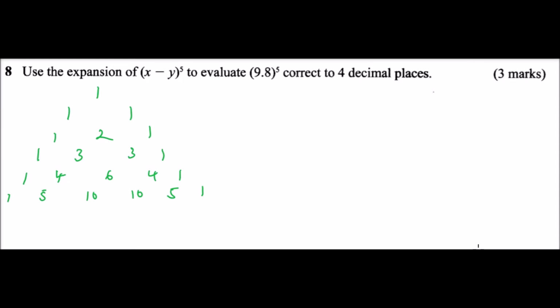And they say this is power 0, power 1, that is to power 1, this is to power 2, this is to power 3, that is to power 4, and that is to power 5. So when you expand, these are the coefficients of the expansion. So you'll be able to get (x minus y) to power 5 is equal to x to power 5.